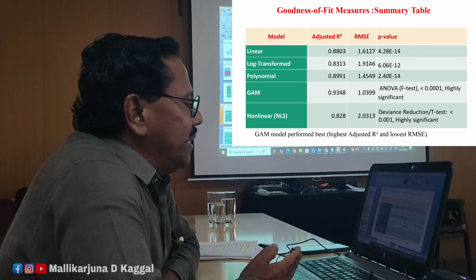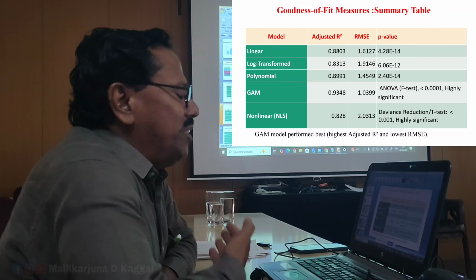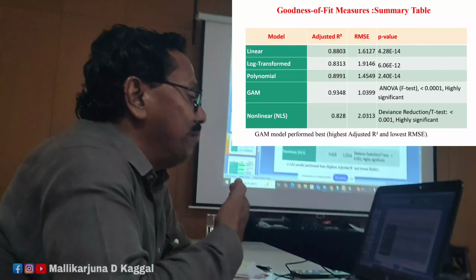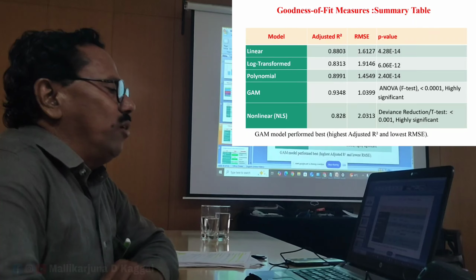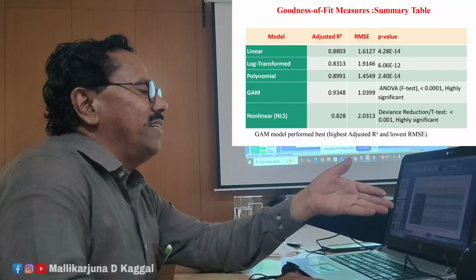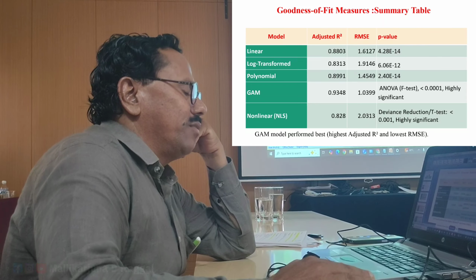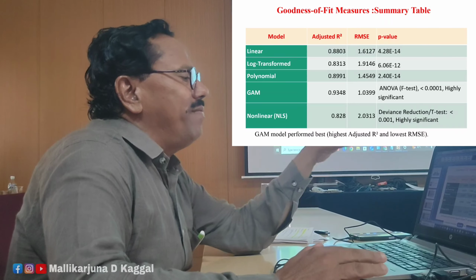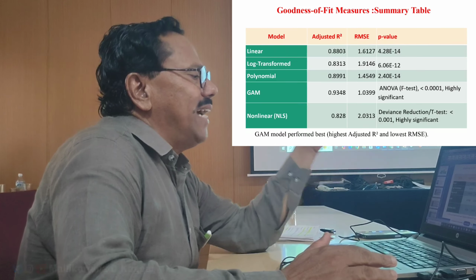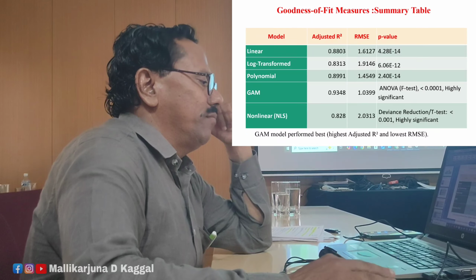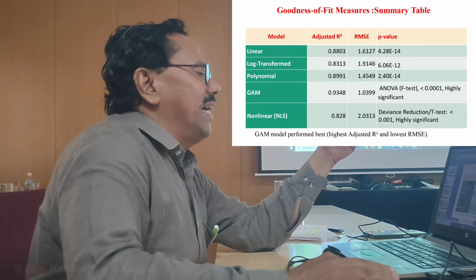So in the case of the GAM model, RMSE is less, hence it is the best model for prediction. ANOVA we also calculated. Here the p value is less than 0.05, so in all the models the p value is significant, with value less than 0.05. So the null hypothesis is rejected and the alternative hypothesis is accepted.